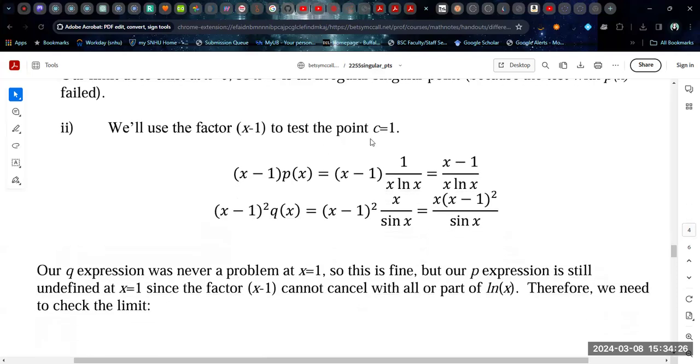If we test x equals 1, again, we're going to multiply by x minus 1 and x minus 1 squared respectively. And we're going to end up in the factor times p of x case with this expression. And again, we will need to apply probably L'Hopital's rule in order to simplify this. Sine of x is not actually undefined at 1. So the second case, we can just plug in 1, and that's no big deal.